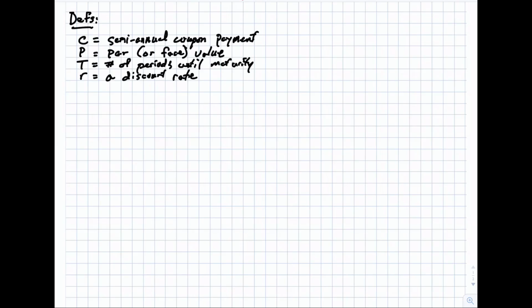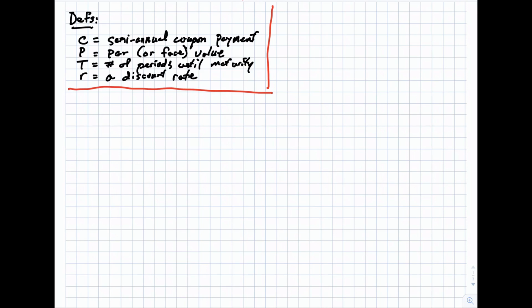Let's go now to the math. And so I've set this up where we have a few definitions. So I'm going to define these terms C and P and T and R. So C is just going to be the coupon, P is the par value of a bond, T is the number of periods until maturity, and R is some discount rate.